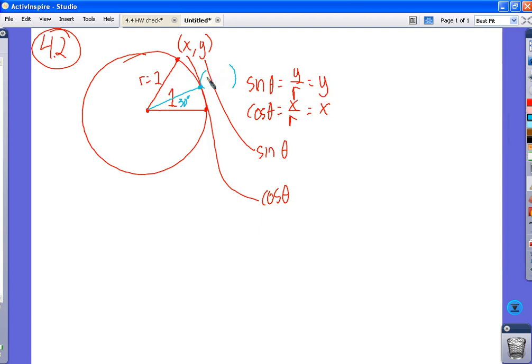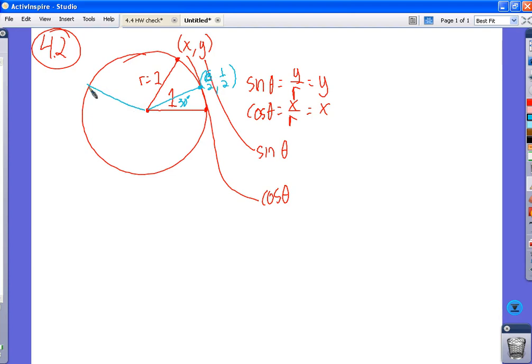The cosine of 30. The cosine of 30 is root 3 over 2.